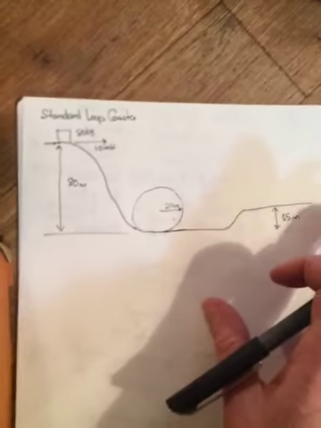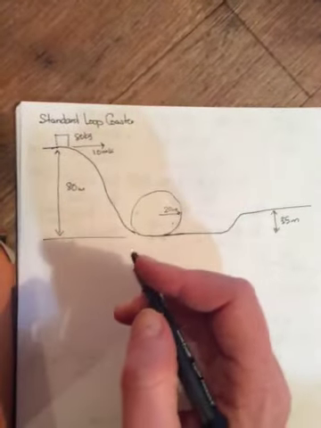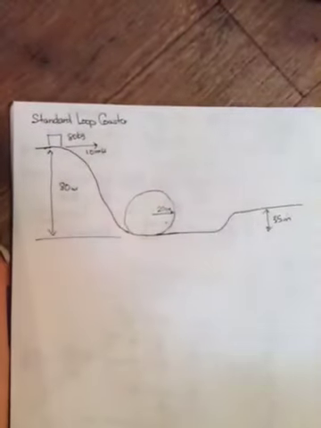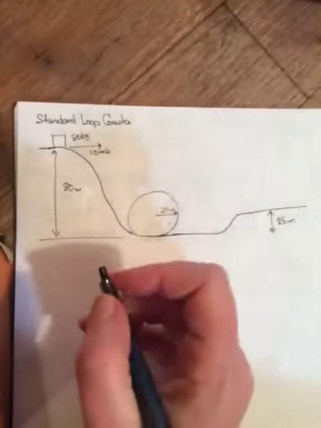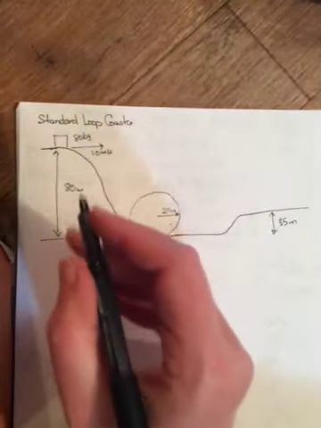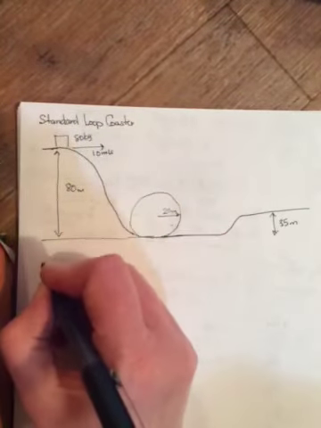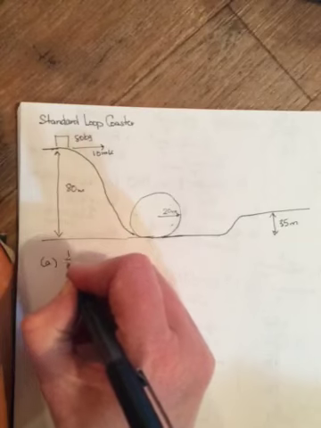Okay, so the standard loop coaster questions that I asked you to try. This is what the picture looks like. This is really what the picture looks like. How fast is the roller coaster car traveling at the bottom of the hill? So it's changing height. We're looking for its speed down here. So you're going to use energy.